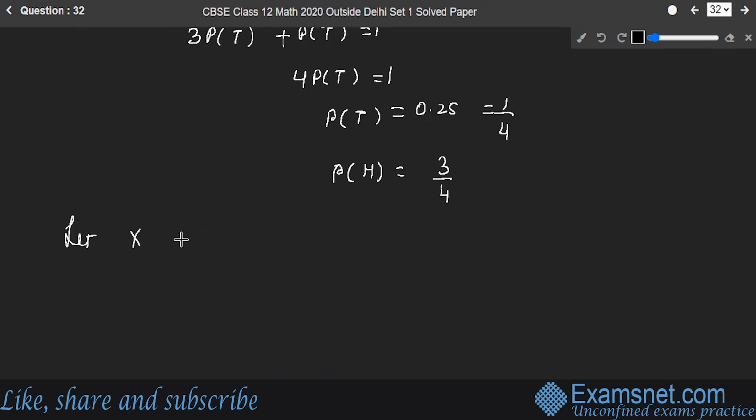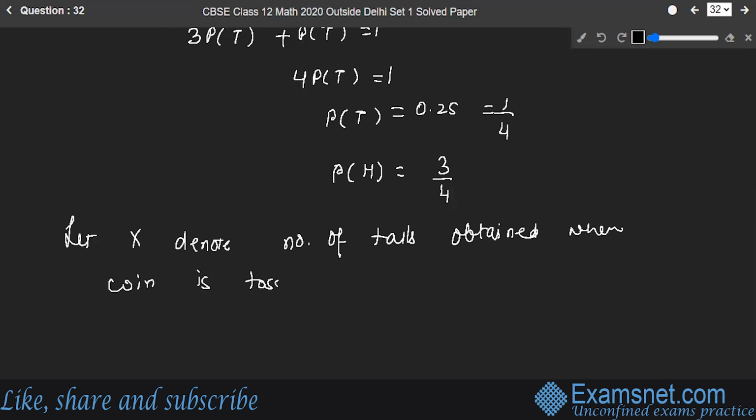Now let X denote the number of tails obtained when the coin is tossed twice. That means X can be equal to 0, 1 or 2.